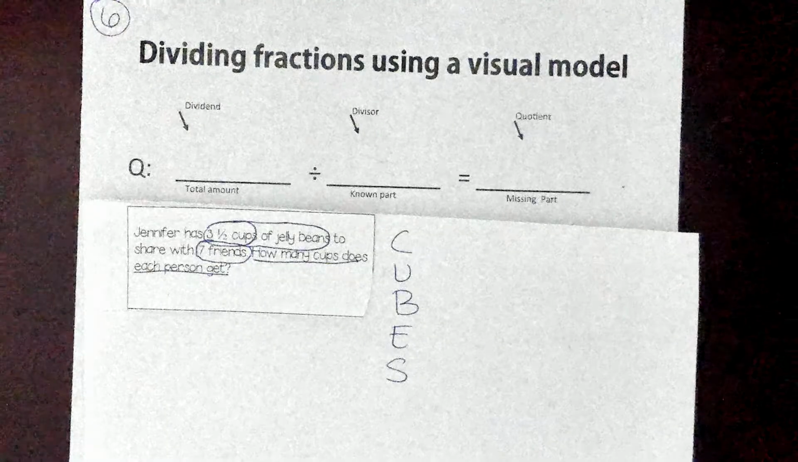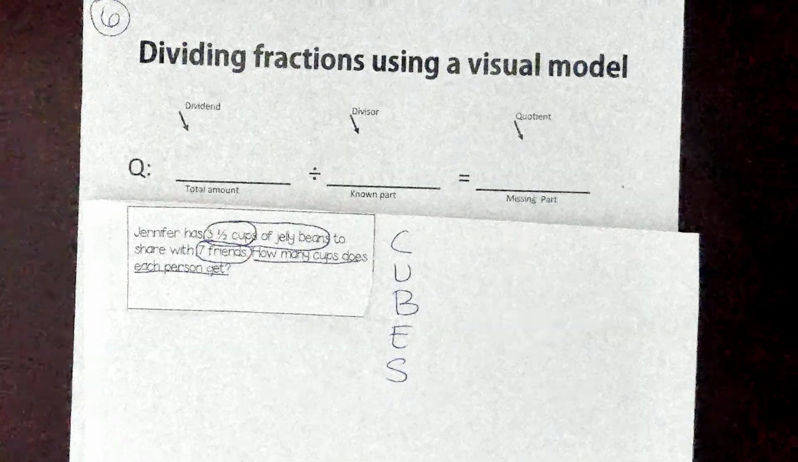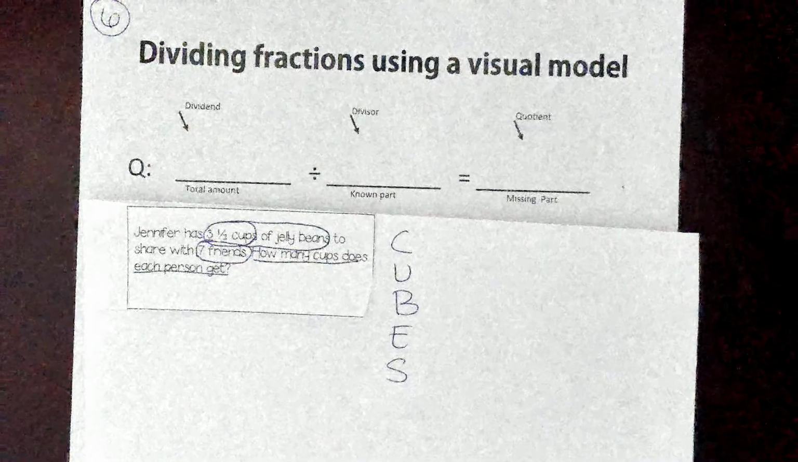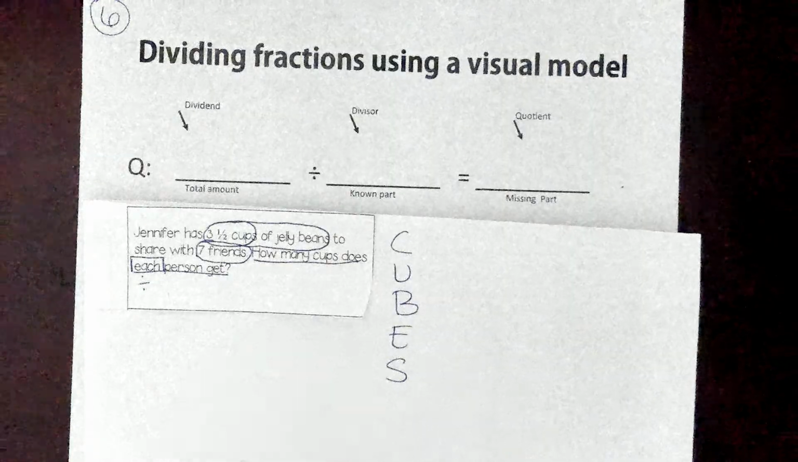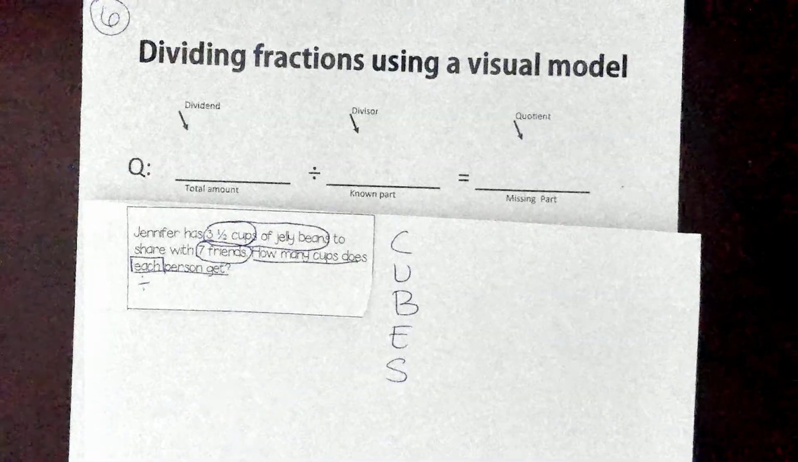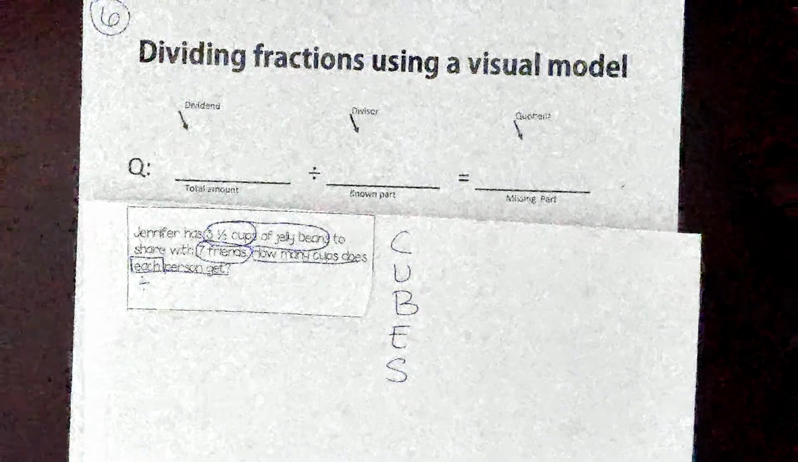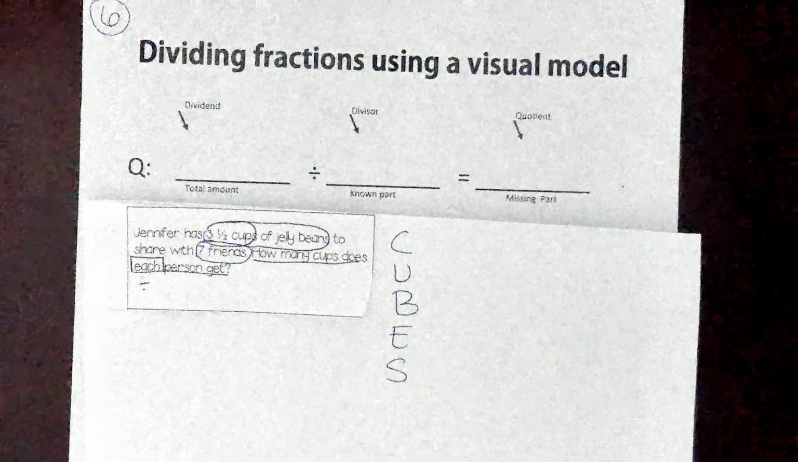And then we want to box in any keywords that help us to figure out what we are going to do. And in this case, I noticed that she said each person. How much would each person get? And we know that each means we're going to divide. So when we're talking about division, we know that the first number, or the dividend, is the total amount that we have to share. And in this case, she had 3.5 cups to share.